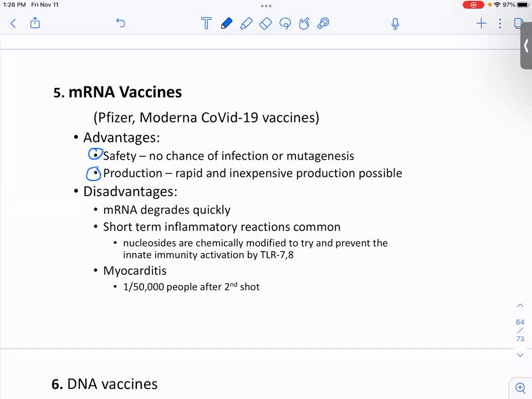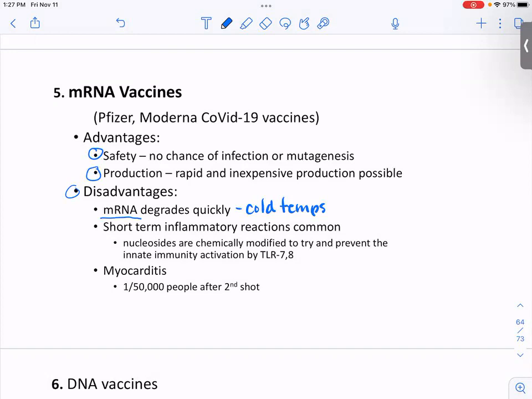Of course, there are disadvantages. Messenger RNA degrades quite quickly. So in terms of keeping the stocks, we have to keep it at very, very cold temps. And that's just so the messenger RNA doesn't degrade. There were hurdles to overcome so that the messenger RNA didn't degrade too quickly as it was entering our cell and as it got into the cell. There are lots of nucleases that would degrade it.